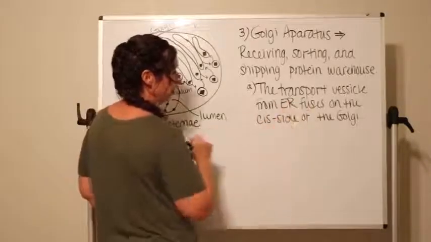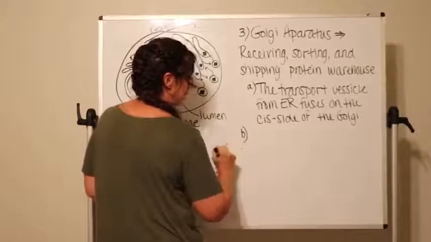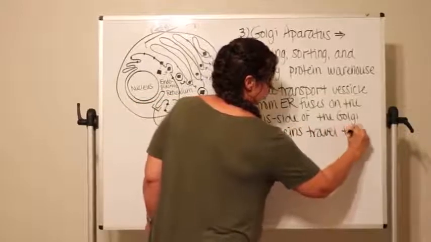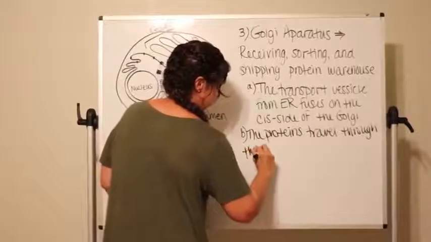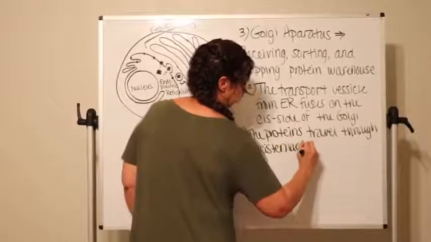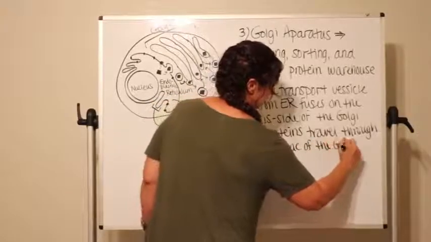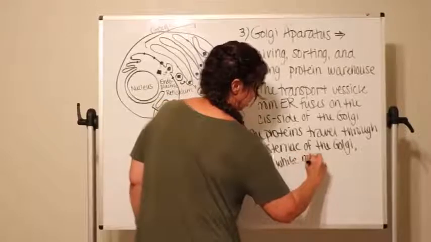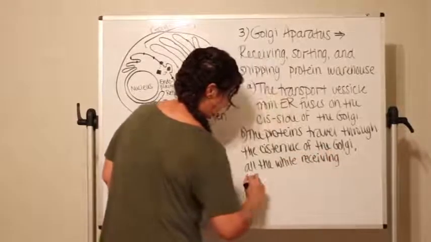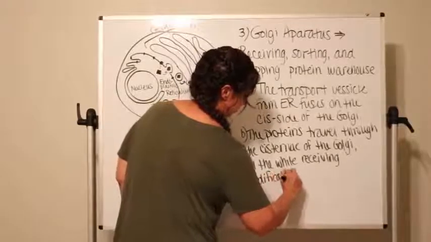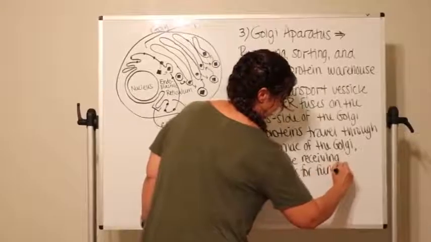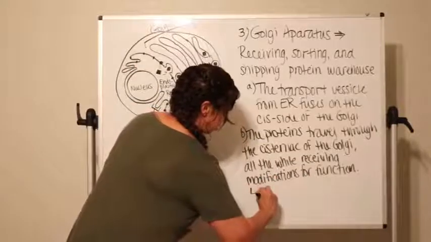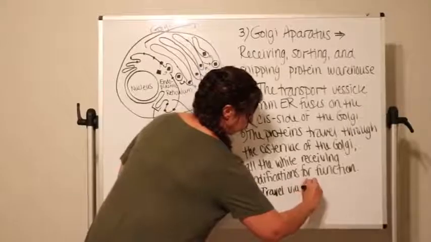So, transport vesicle from the ER fuses on the cis side of the Golgi. The proteins, let's just write this out. The proteins travel through the cisterna of the Golgi, all the while receiving modifications for function. And the way they travel through, and so travel via transport vesicles. That's really important.